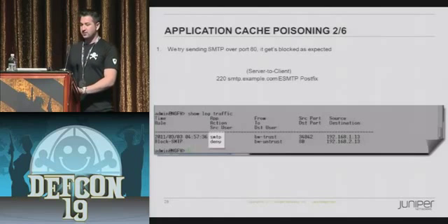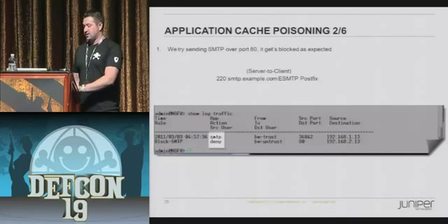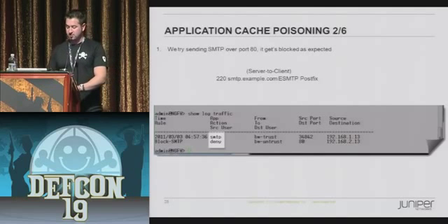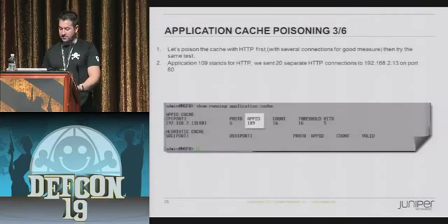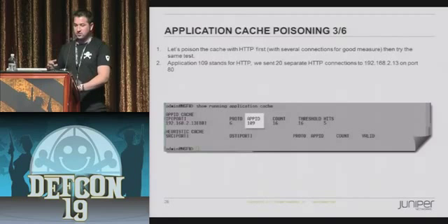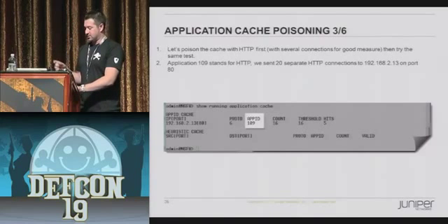So just kind of a smoke test here. I just send SMTP and it gets detected properly. This is looking at the logging message. We see that it's SMTP, we drop it. Exactly what we'd expect. And what we're going to do now is actually poison the cache to be able to insert the application in the cache table and see what happens.